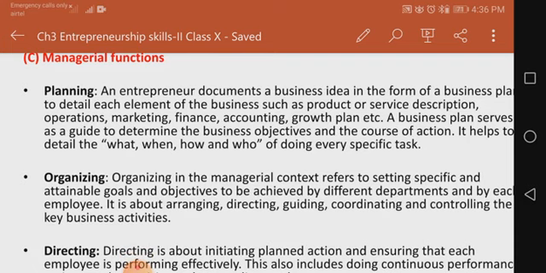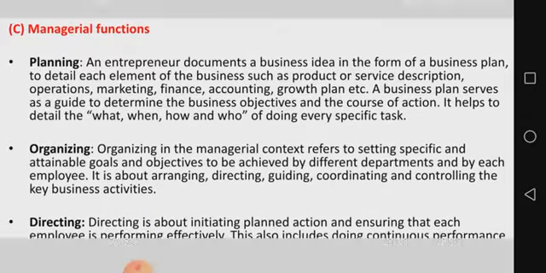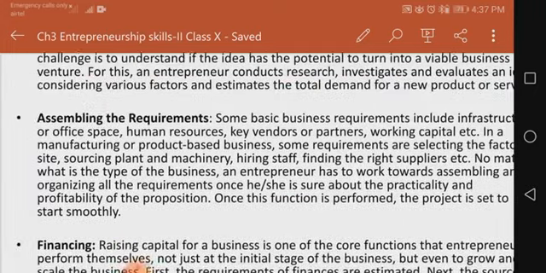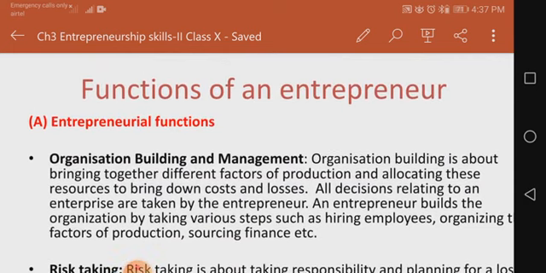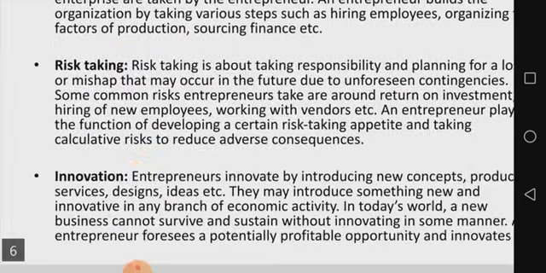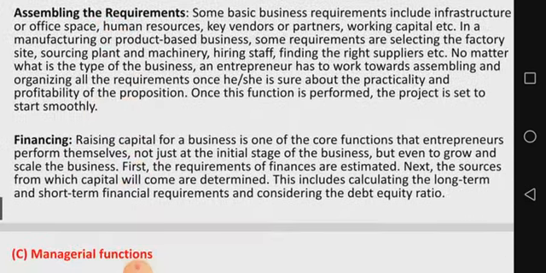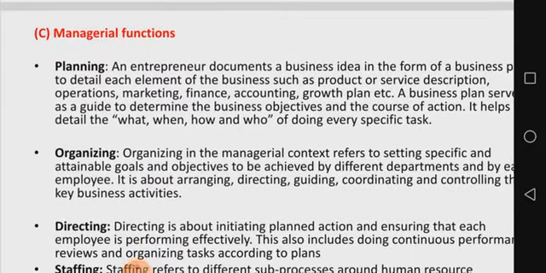In my last lecture, I taught you about the first two main functions of entrepreneurship. The first one, if you remember, was entrepreneurial functions, and the second one, which we studied, was promotional functions. Now let's focus on the third one, which is called managerial functions.